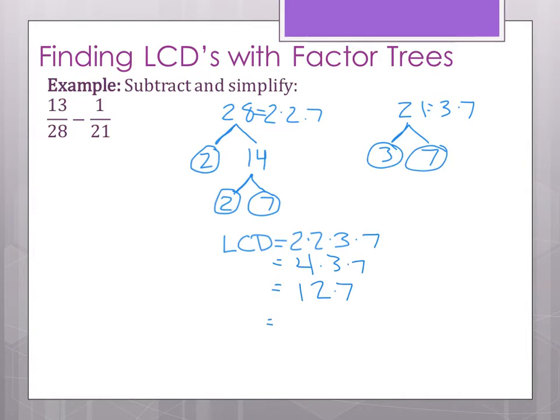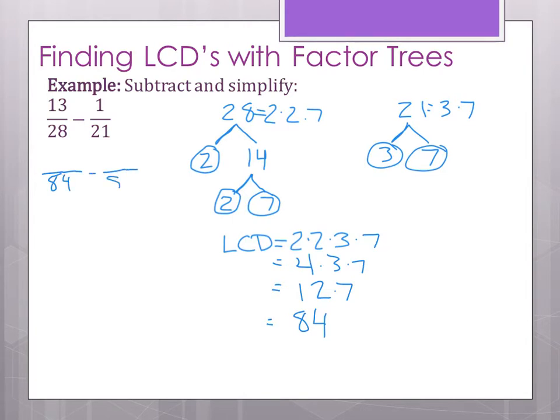And last I'll do 12 times 7. You can do that off to the side if you need to. That's going to be 84. So now I know my common denominator is going to be 84. So I'm going to redraw my old fractions with a denominator of 84.